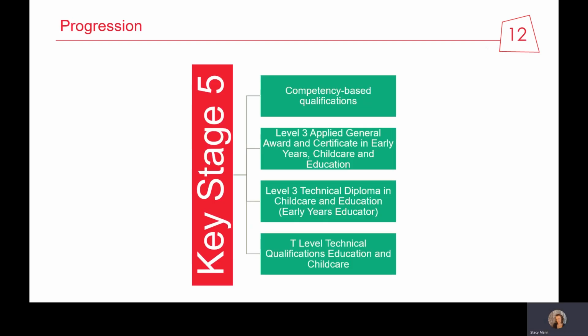Learners who achieve the Level 2 Technical Award in Child Development and Care could progress onto other qualifications, such as competency-based qualifications, a Level 3 Applied General Award and Certificate in Early Years Childcare and Education, the Level 3 Technical Diploma in Childcare and Education, or of course, the T-Level in Education and Childcare.